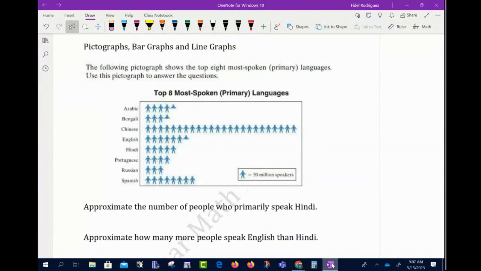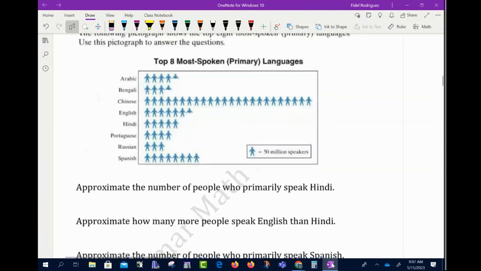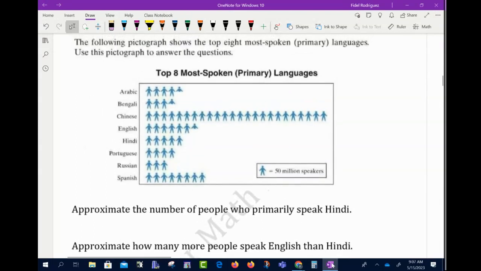We have pictographs here. And if you notice, in the pictograph, we're talking about the top 8 most spoken primary languages. Each individual person is supposed to represent 50 million speakers. Now, it says approximate the number of people who primarily speak Hindi. So I'm looking here at Hindi, and I got 1, 2, 3, 4, 5.